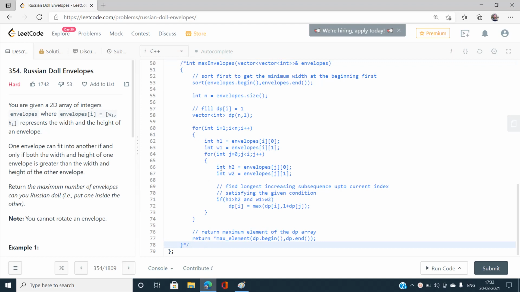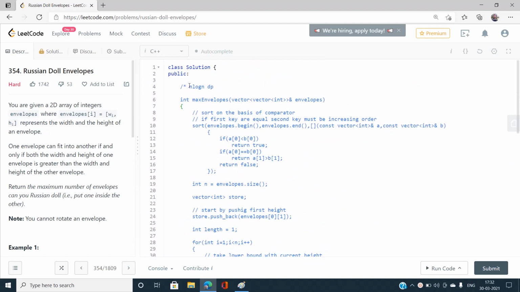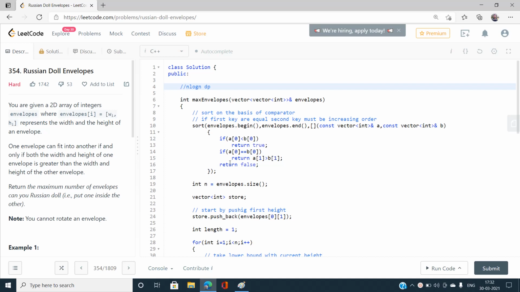Let me uncomment this code. Okay, this is the O(n log n) dp also. The basic idea of this one is to reduce the O(n^2) dp solution to an O(n log n) solution. Before understanding this one, you can also think about the longest increasing subsequence for a particular array.